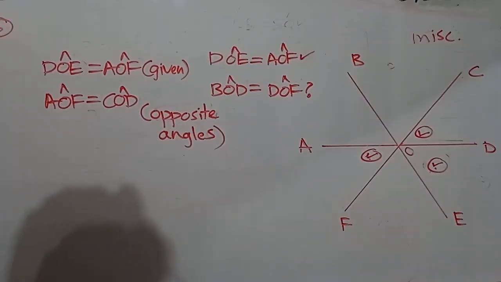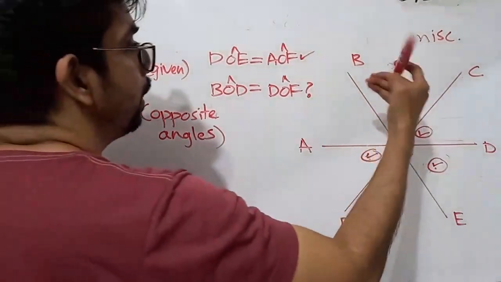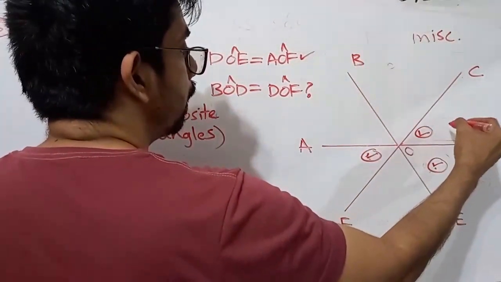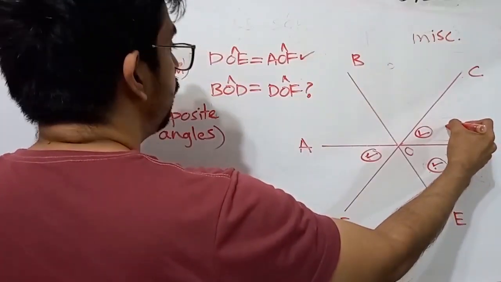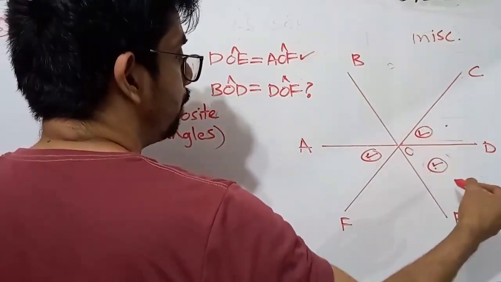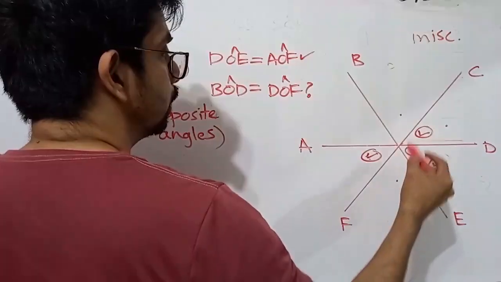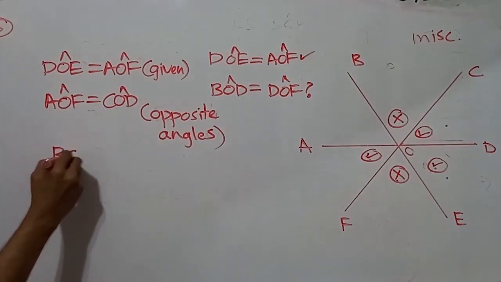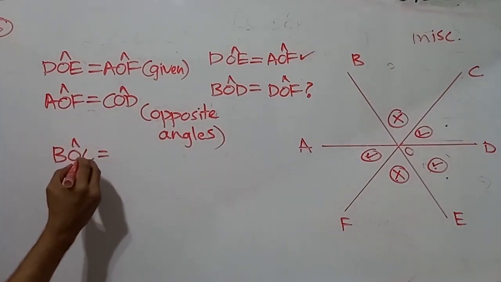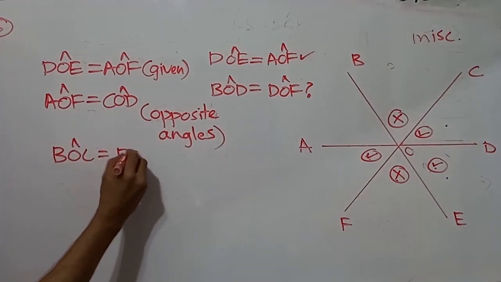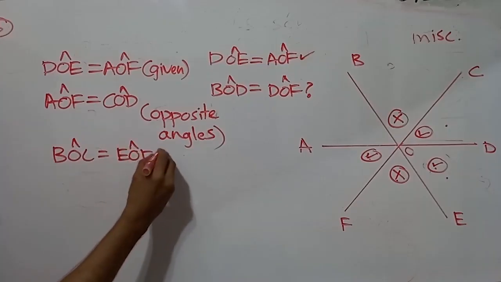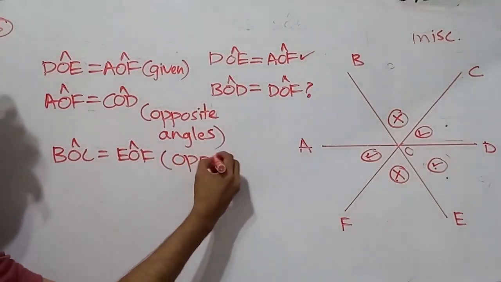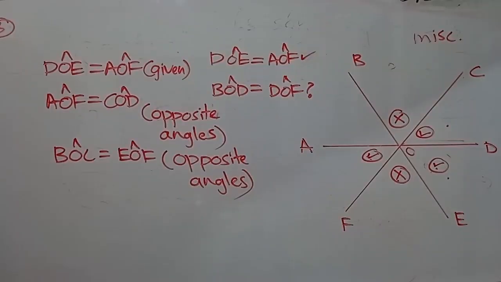Also, if we consider these two angles, then BOD, this angle, right? Then we have DOF, this angle. Next, these two angles, what are those? Just as before, opposite angles, no? So BOC angle is equal to EOF angle. Why? Same reason, opposite angles. So now we can say DOF.